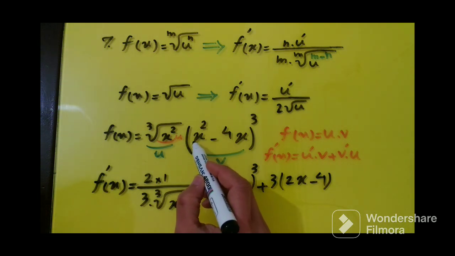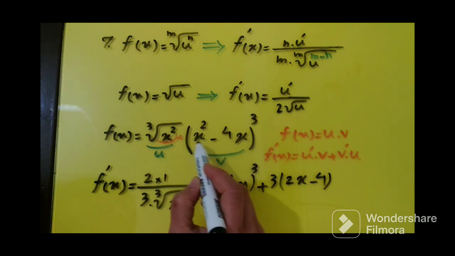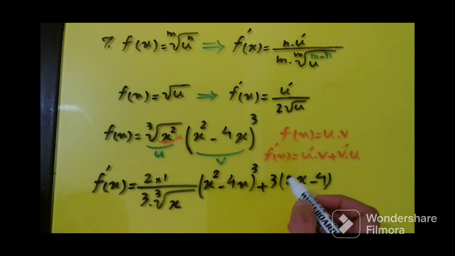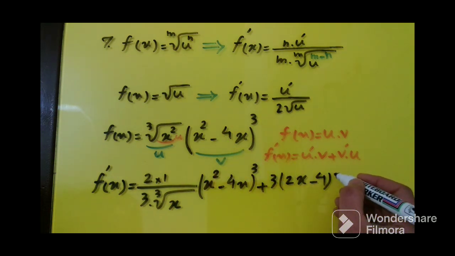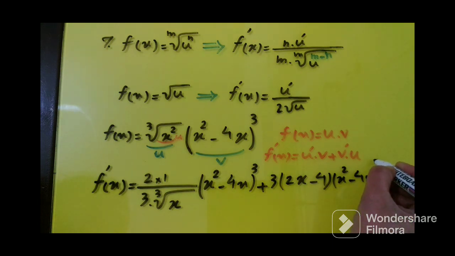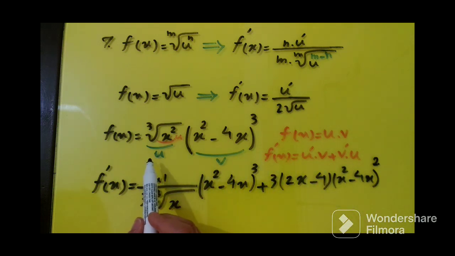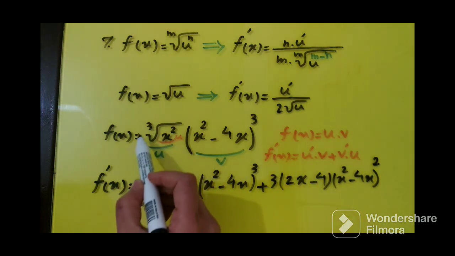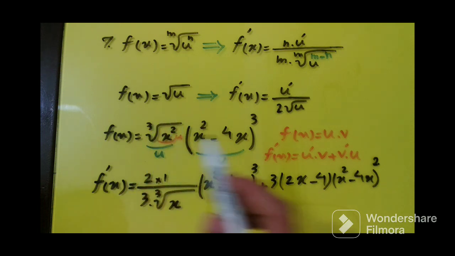Now, you should repeat this term and reduce the power by 1 according to the power rule. It's x squared minus 4x to the 2. Now, times this term in u. u is the cube root of x squared.